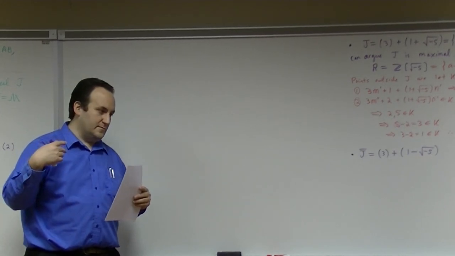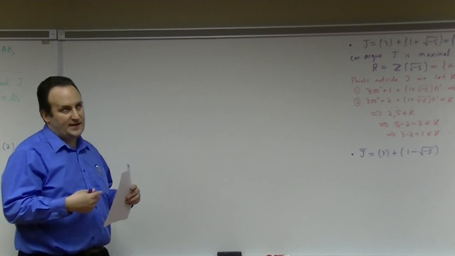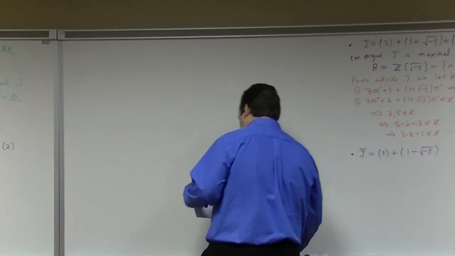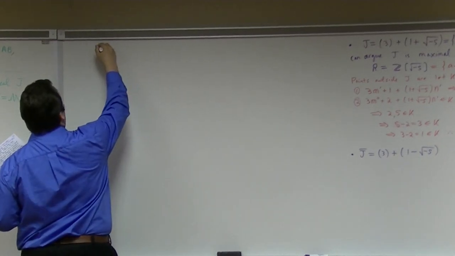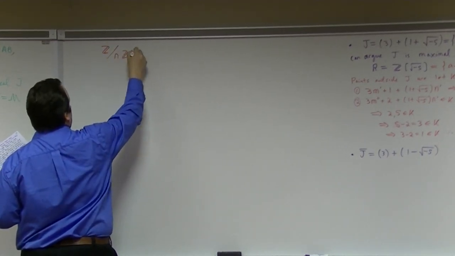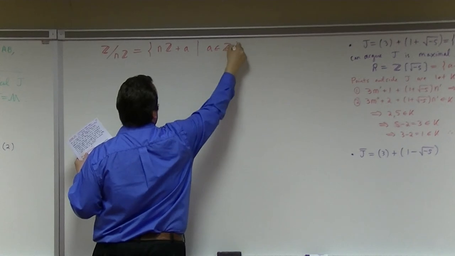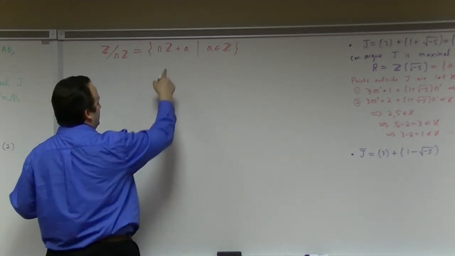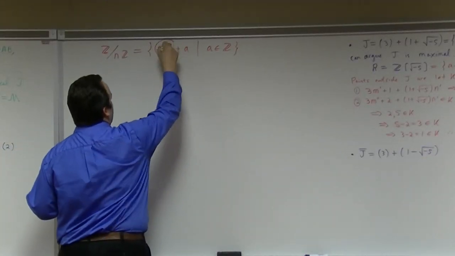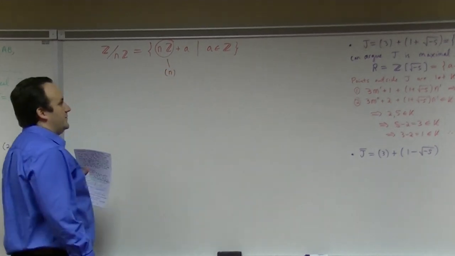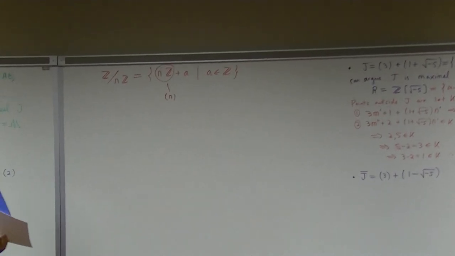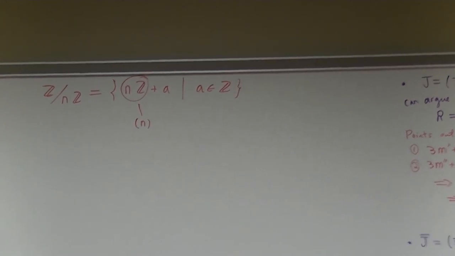Thinking of multiples of N, as I'm also doing multiples of A. So we started with Z mod NZ. It was basically NZ plus A, such that A is an element of Z. Well, this NZ is exactly the ideal generated by N. And so what I'm about to show you right now is really just a simple generalization of that for an arbitrary ring and an arbitrary ideal. We want to understand congruence, or let's say equivalence, mod some ideal.